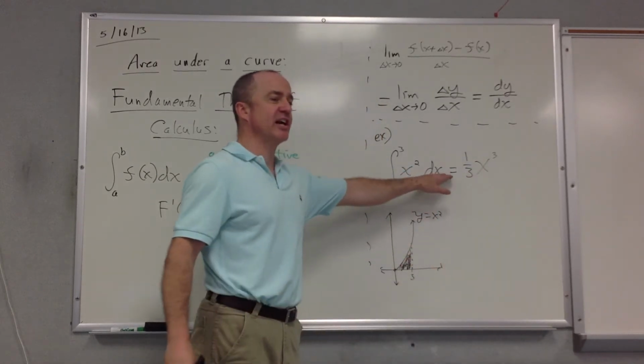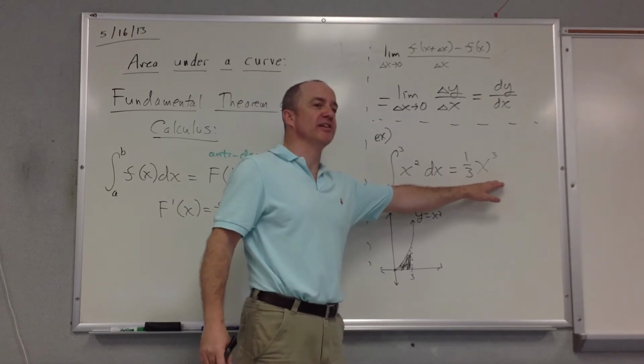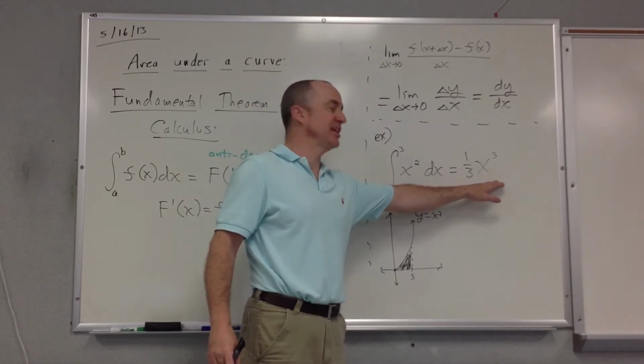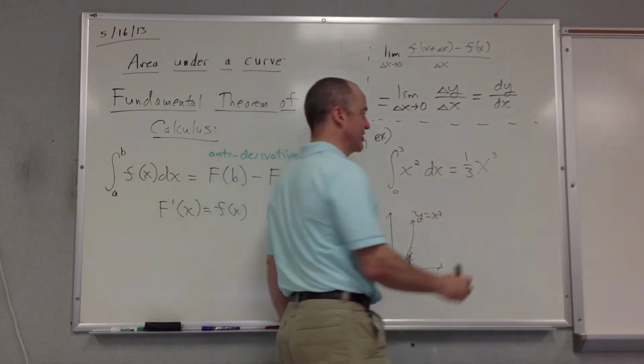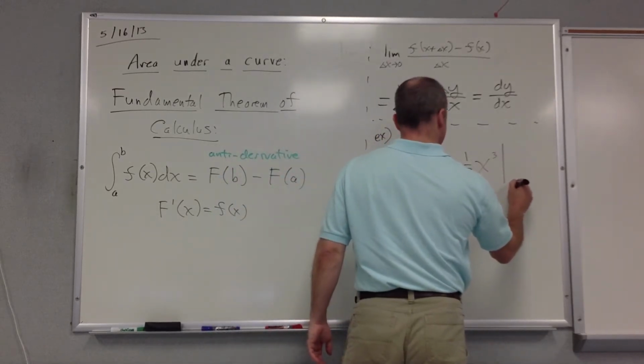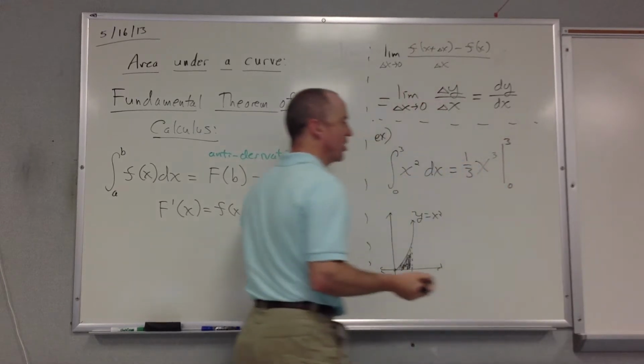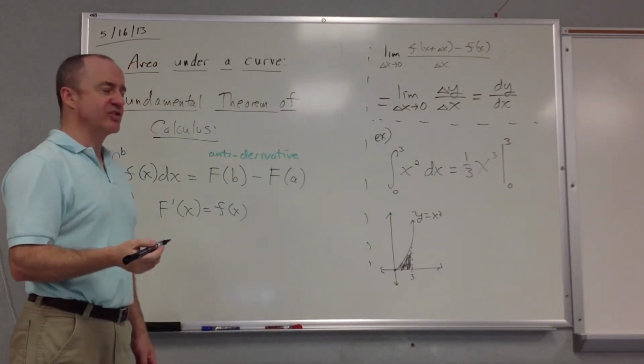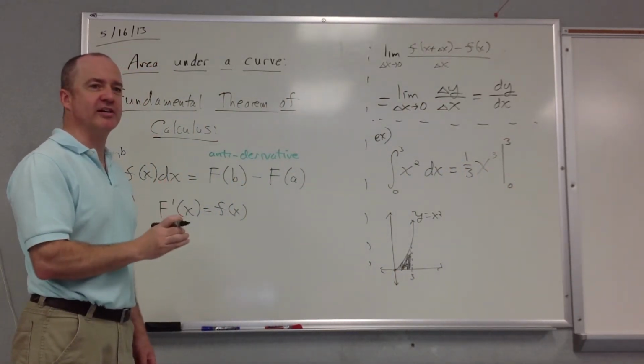Now yesterday with anti-deriving, what did I say always had to be at the end? Plus C. Good memory, Diego. But I'm not going to put the plus C there this time. I'm going to put a bar, and I'm going to put the 0 and the 3 on that bar. This just tells me that I'm still working on the area.